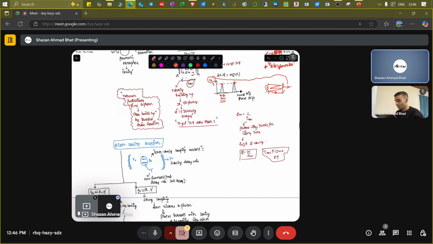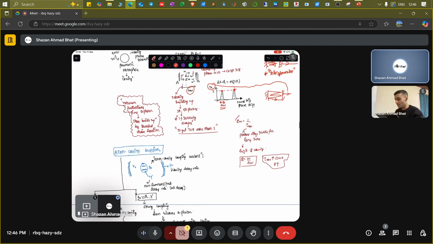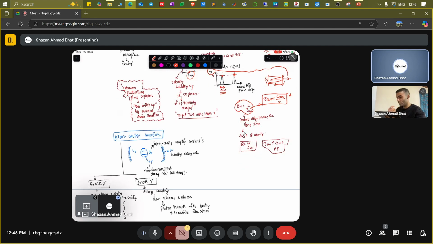and the line width of this transmission spectrum is inversely proportional to the time that a photon spends inside the cavity. And obviously, this time would be dependent upon the length of the cavity. That means tau cavity would be around the length of the cavity divided by the velocity of the photon inside the cavity. And that means this line width is dependent upon the dimensions of this particular cavity.